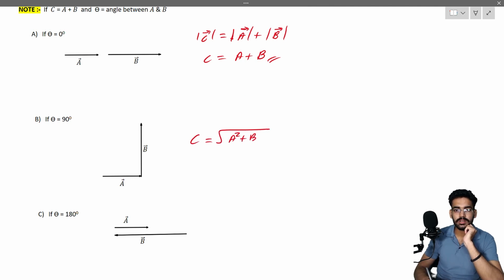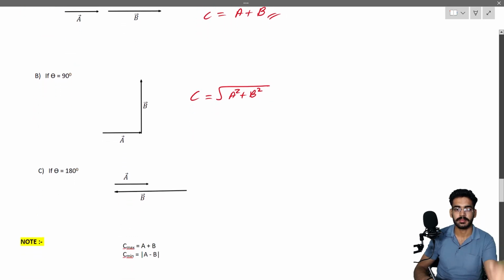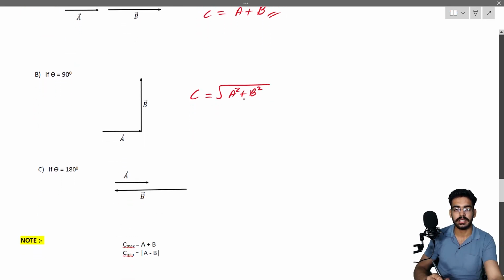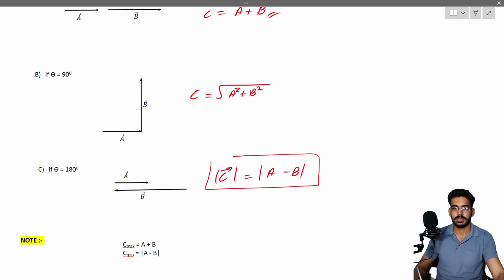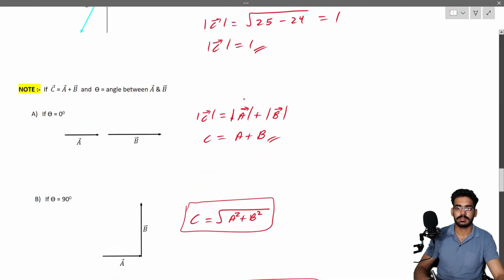The magnitude C is equal to under root of a square plus b square, since cos 90 is 0. If the angle is 180 degree, so that is gonna be the magnitude of a minus b. Your C magnitude is gonna come the magnitude of a minus b, because magnitude is always positive. Whoever is bigger, whoever is smaller, we don't know. So that's why we are taking mod of a minus b. That's how we solve. So these things you can remember, easy to remember, I guess.